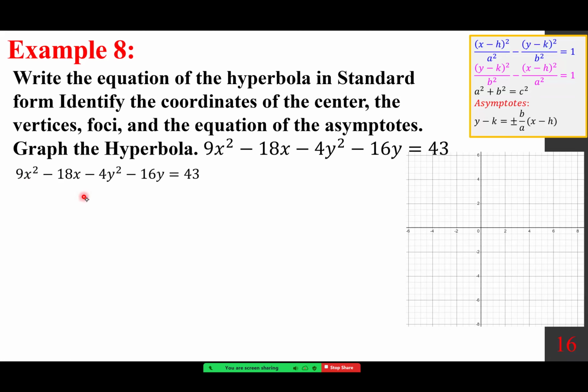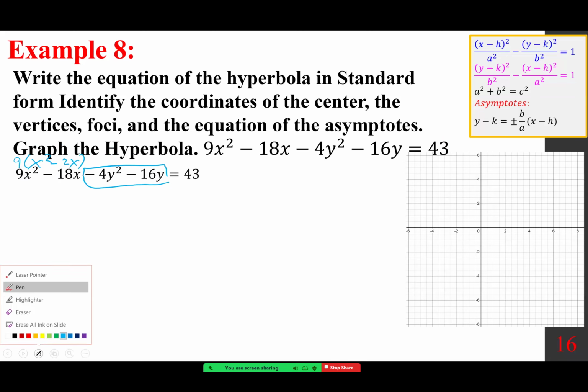So let me actually do this first. And then, so this one, I can take out 9 times x squared minus 2x. Use a different color for that. These two, I can take the -4 out. I get y squared plus 4.